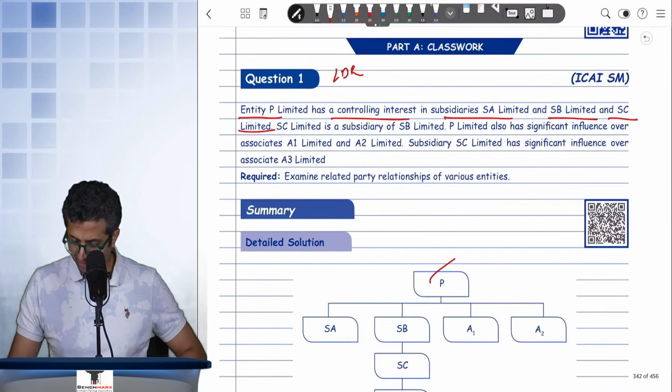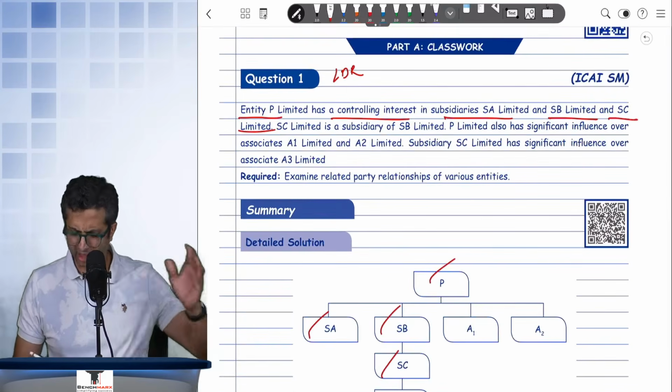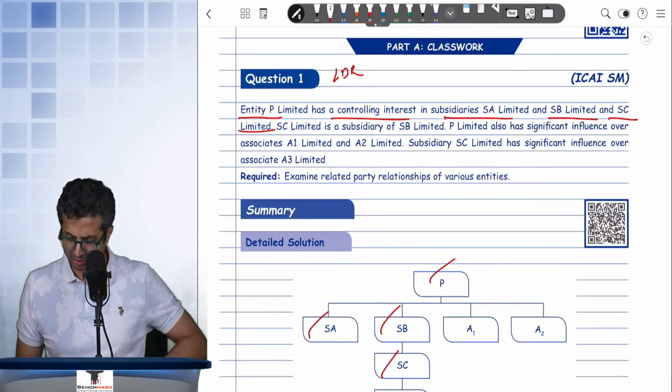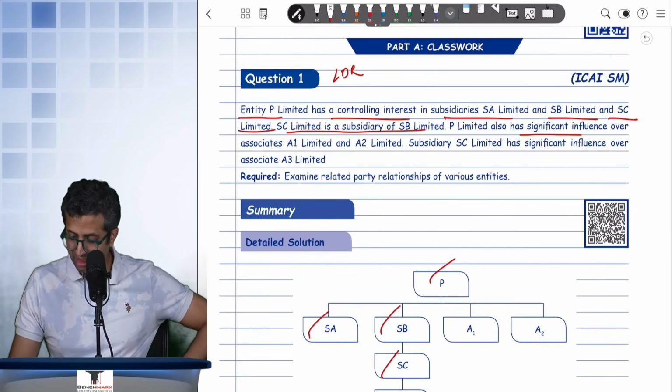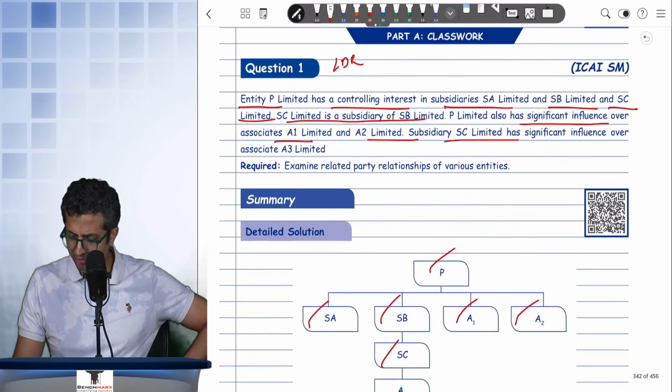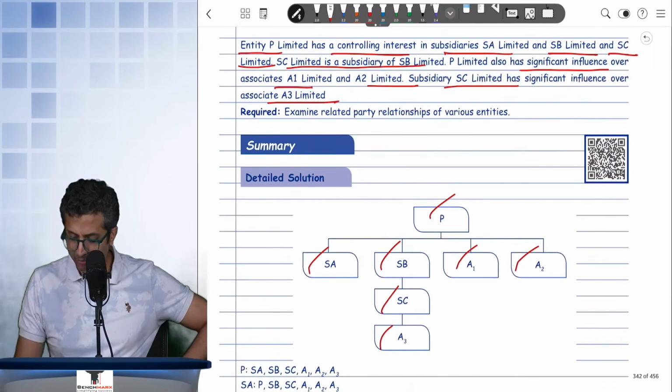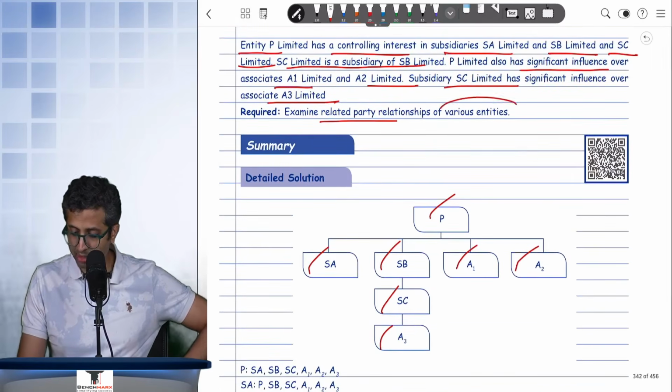So you have P having interest in SA, SB, and then later it will be given that SC is a subsidiary of SB. Now SC is a subsidiary of SB, fair enough. P also has a significant influence over associates A1 and A2. Okay, so there is a significant influence, and subsidiary SC has a significant influence over associate A3. Okay, so this is your entire group. Examine the related party relationships of various entities.